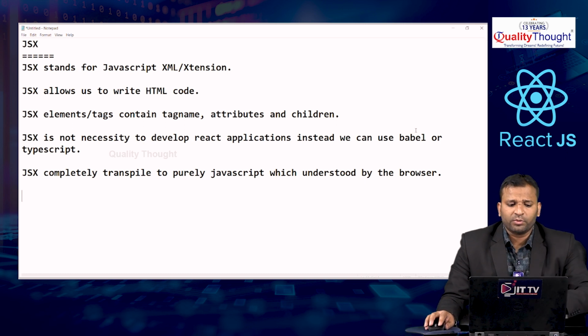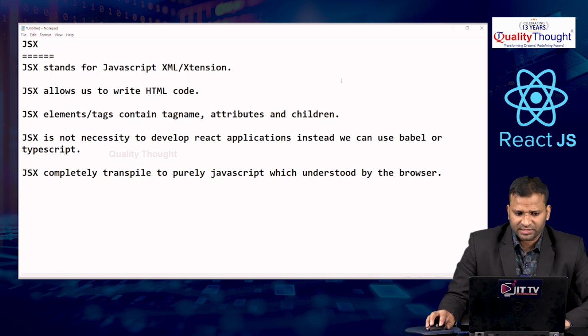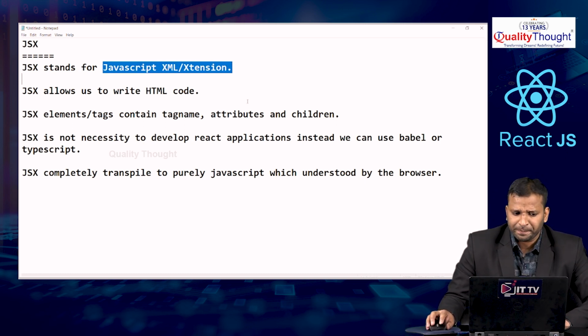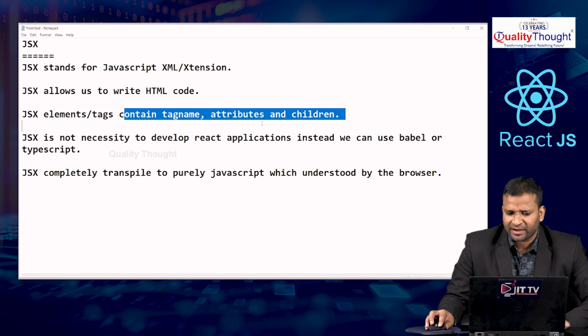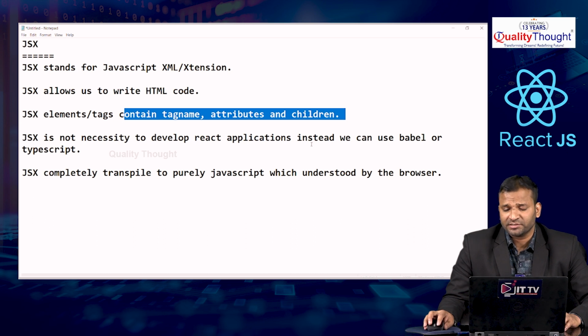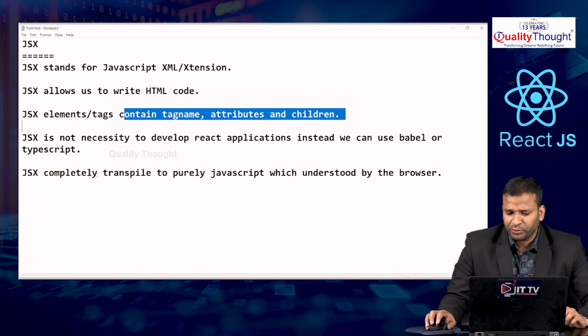So this is all about JSX. JSX stands for JavaScript XML. It allows us to write HTML code. JSX tags contain tag name, attribute, children, and JSX is not the necessity to develop React applications. Instead we can use Babel or TypeScript, and JSX is completely transpiled to pure JavaScript, which is understood by the browser.